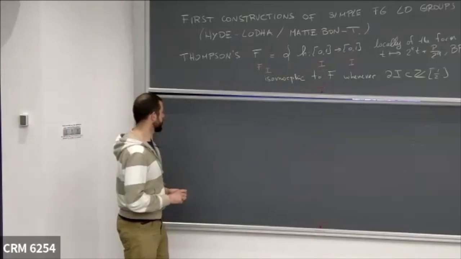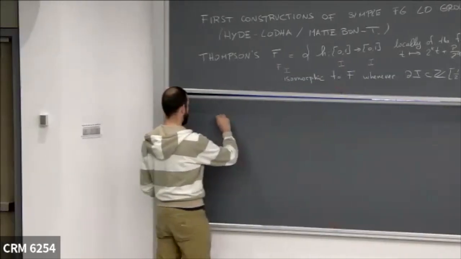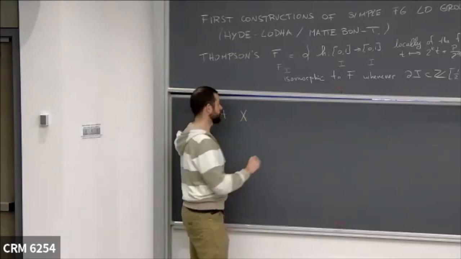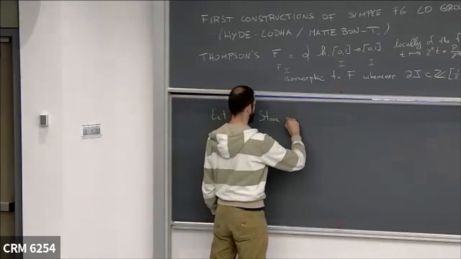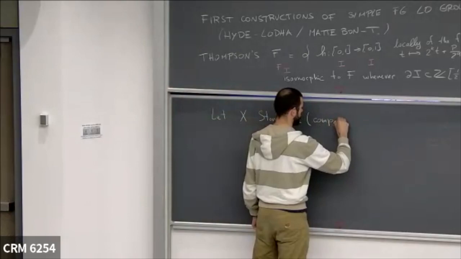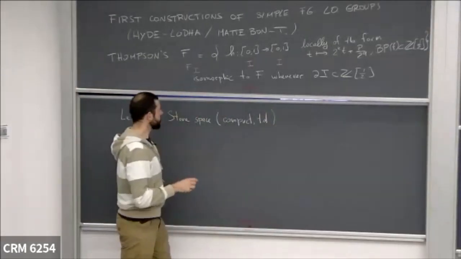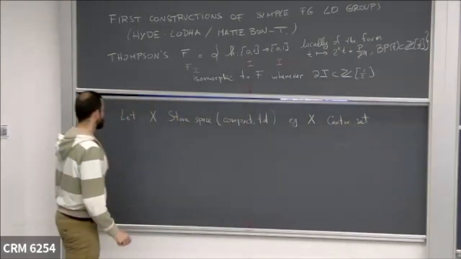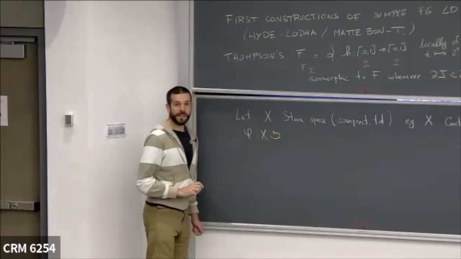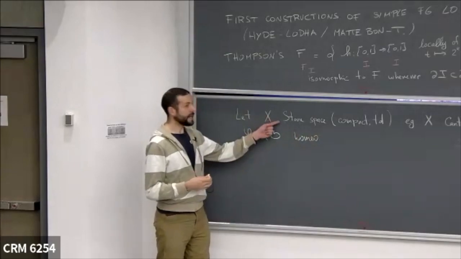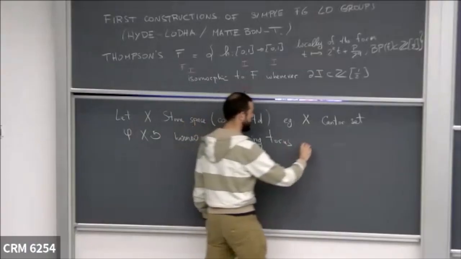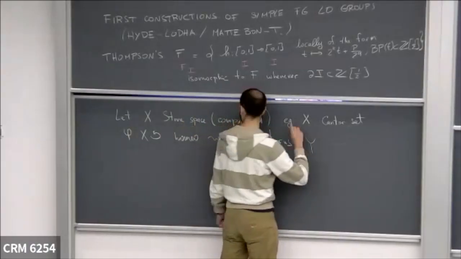And for this, we do the following thing. You take X, a compact, totally disconnected space. It's called a Stone space. So you can think, for instance, of a Cantor set, and you consider a homeomorphism of your space X. When you have a space and a homeomorphism, you can build another compact space, which is the mapping torus. I call this Y, which depends on the map phi.